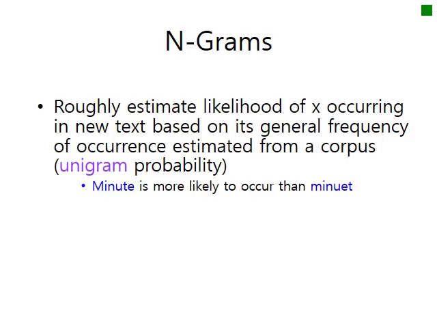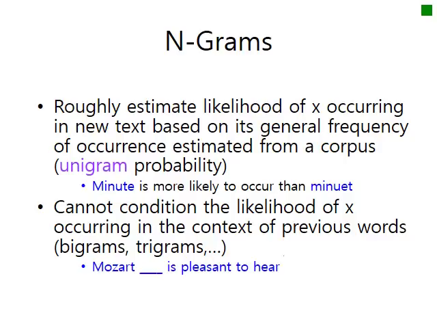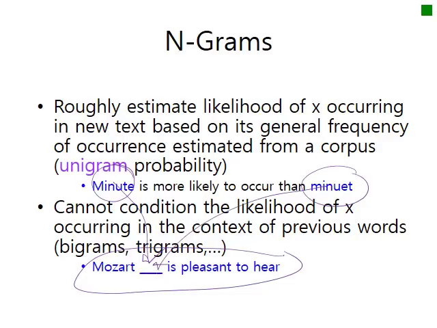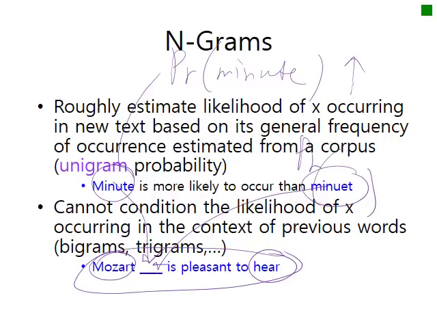However, unigram is not perfect. To illustrate, there is an example sentence here: Mozart something is pleasant to hear. Based on the unigram model, if you are trying to compute whether having minute or minuet is higher probability for making this a valid English sentence, unigram will tell you minute, because the probability of minute is much higher in English text than minuet. But considering Mozart, or music, the probability of minuet in general is very low, but given we are talking about Mozart, maybe this probability is much higher, even higher than minute. So this idea of conditional probability or joint probability is not very well supported by unigram.